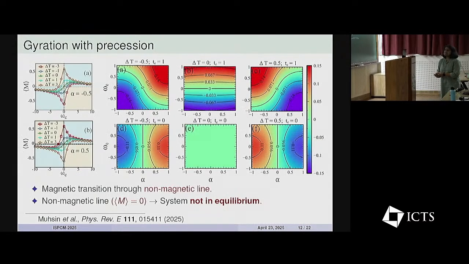But in the presence of both gyration and precession, what happens? The system still exhibits a magnetic transition.